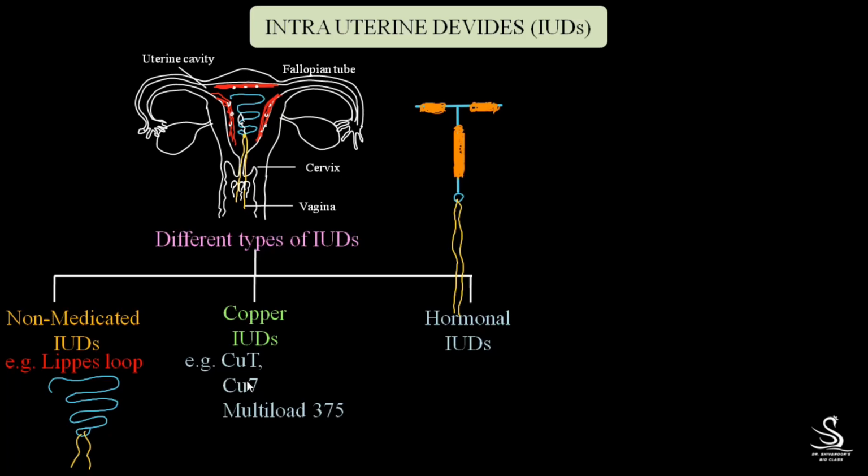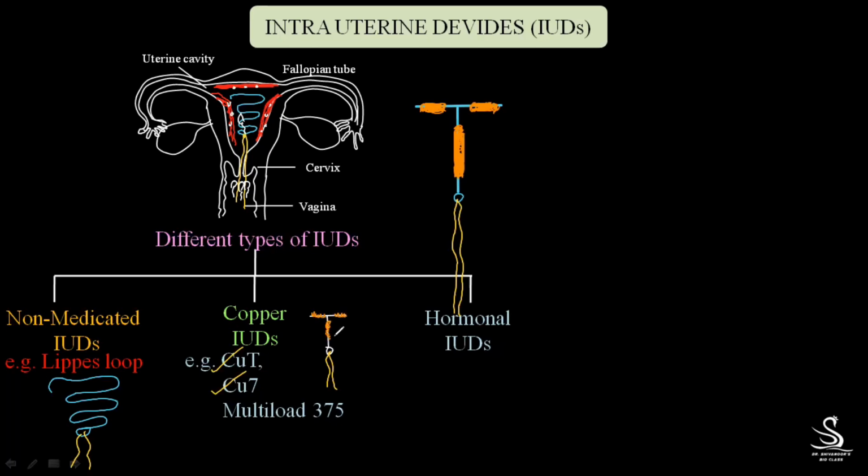Examples of copper-releasing IUDs are Copper T or Copper 7, as well as Multiload 375. Whatever the Copper T is, students, Copper T and Copper 7 are simply T-like structures. And as you know, at their lower end they put the thread over here. This is the way the Copper T and Copper 7 are. And on these Copper Ts, they put a copper wire over here, copper wire over here, copper wire over here.